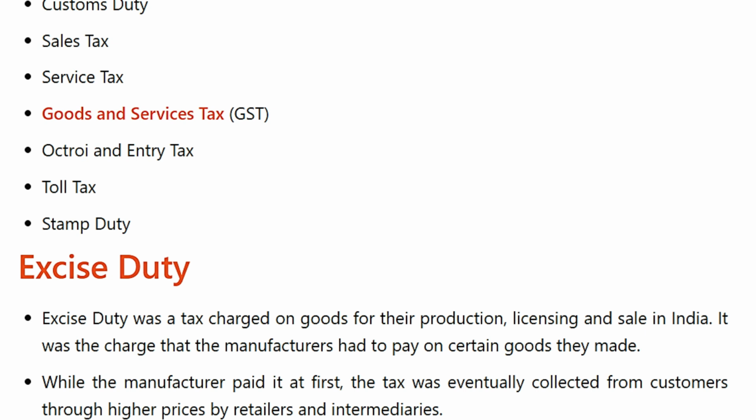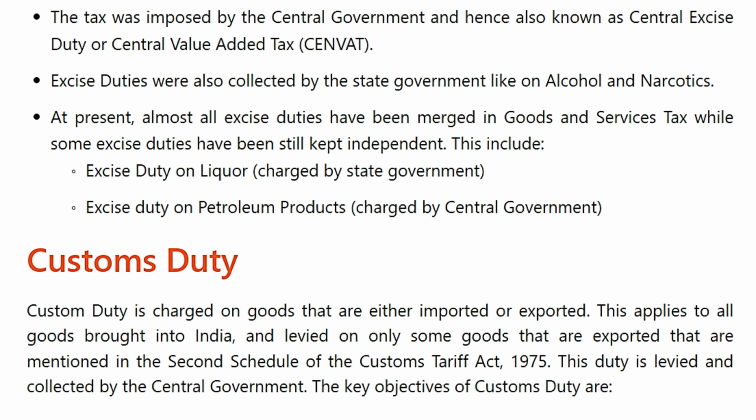Excise duty. Excise duty was a tax charged on goods for their production, licensing and sale in India. It was the charge that the manufacturers had to pay on certain goods they made. While the manufacturer paid it at first, the tax was eventually collected from customers through higher prices by retailers and intermediaries. The tax was imposed by the central government and hence also known as Central Excise Duty or Central Value Added Tax, CENVAT. Excise duties were also collected by the state government, like on alcohol and narcotics.